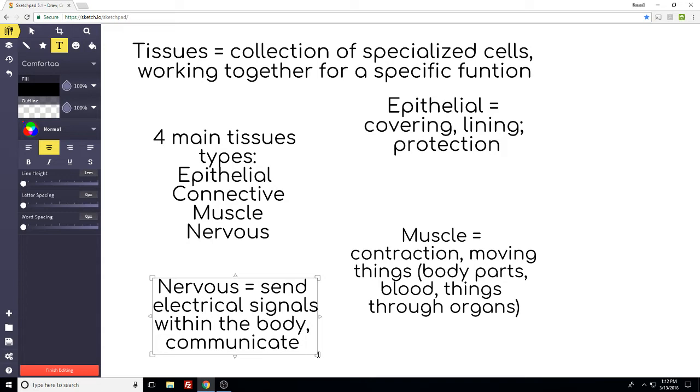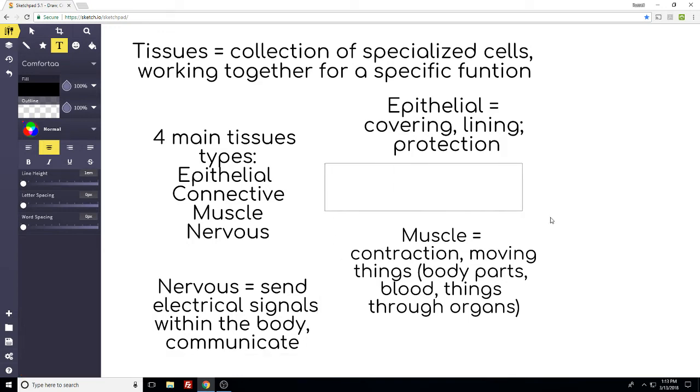So if your brain wants to tell your hand to move, that's done with the nervous system. Or if your foot needs to tell your brain that you stepped on something sharp, that's going to be done with the nervous system. And the way that the nervous system does that is by sending electrical impulses in those different cells. So that's epithelial, muscle, and nervous.